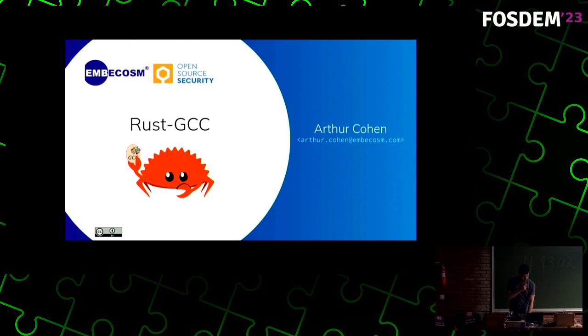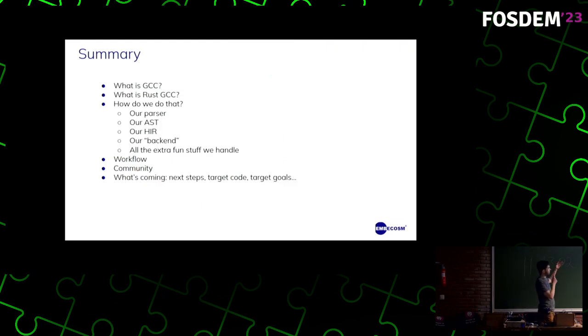So first of all, a little summary. We're going to get into what is GCC, because this is a Rust dev room. I assume at least some of you have never used GCC, which is good for you. It's good for your health. Then what is Rust GCC? So why do we make it? Why am I working on it? Who was stupid enough to even think about re-implementing a Rust compiler from scratch? Then how do we do that?